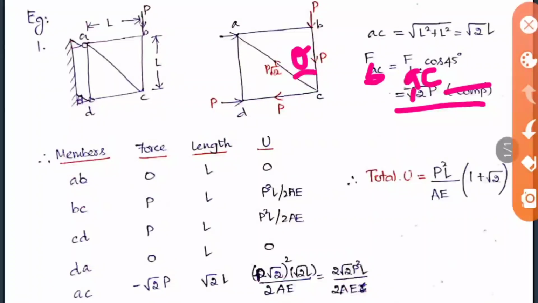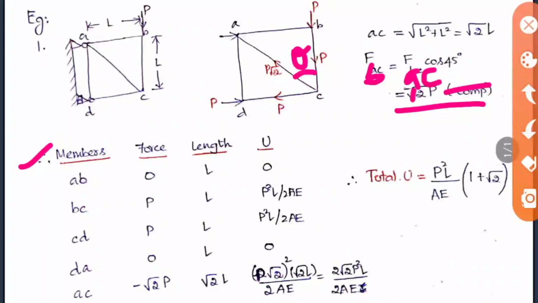Now draw a tabular column like this. First I have written the members, then the force and then the length, so that you can apply the formula. We know the formula is P square L by 2AE for the axial force. Only axial force is applied in this structure. There is no moment, no torsion, and no shear force also. So we can directly go for this formula alone. Here 2AE will be constant in all the cases. Only P, the load, and the length will be varying. Length also varies in only one member. Let us see the members.